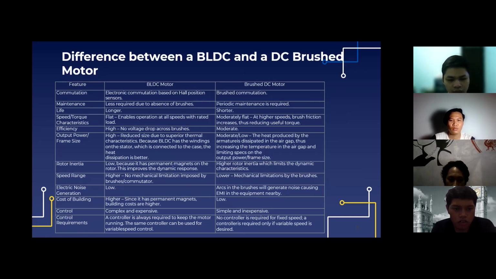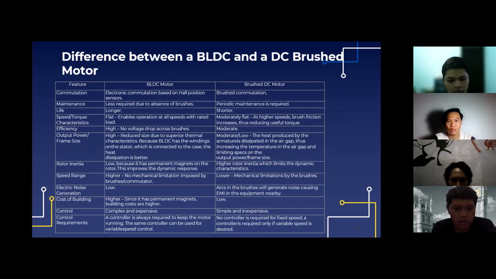Electric noise generation on the PLDC motor is low, but on the brush DC motor, arcing in the brush will generate noise causing EMI in the equipment nearby.